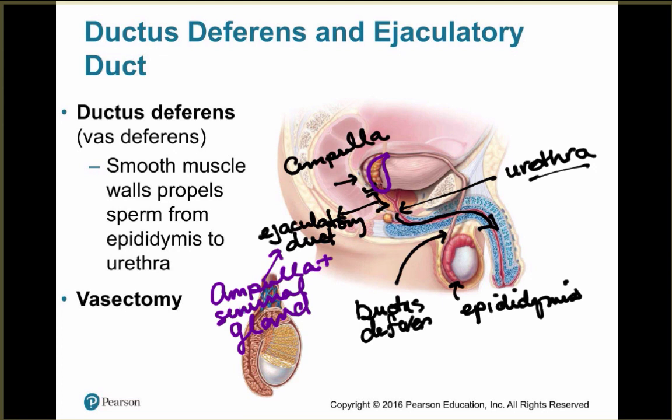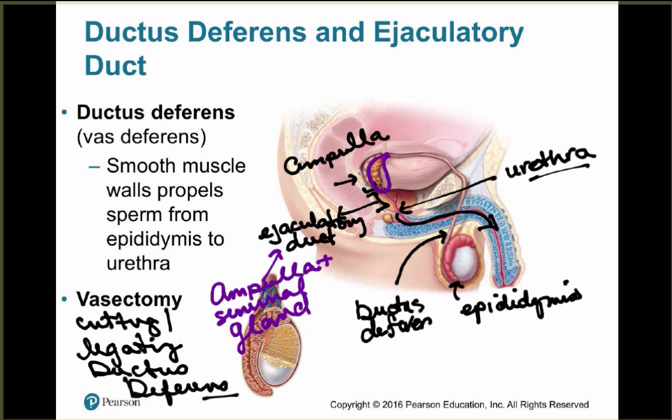Now, there are some ways to help in effective birth control, by changing the duct system or cutting the duct system off. So there's what's known as a vasectomy, and this is when you're cutting or ligating the ductus deferens.